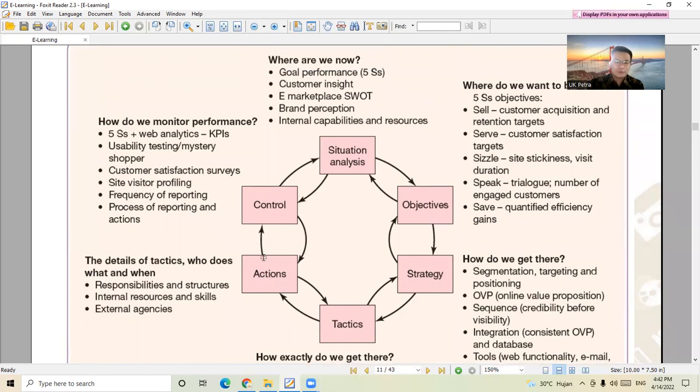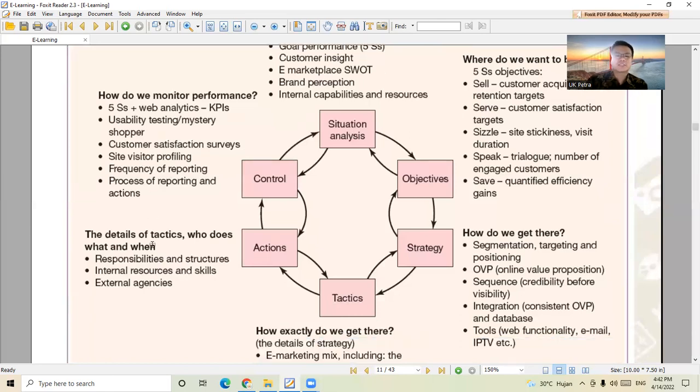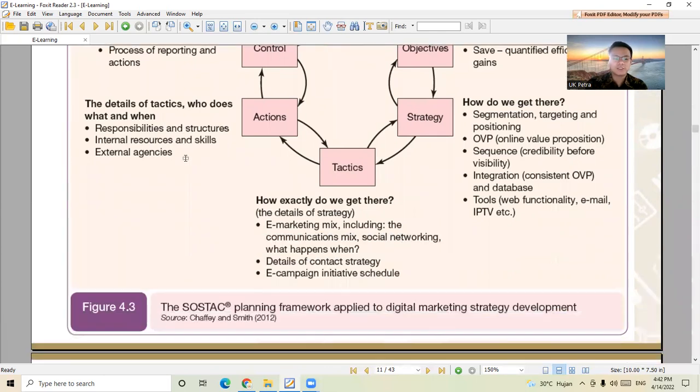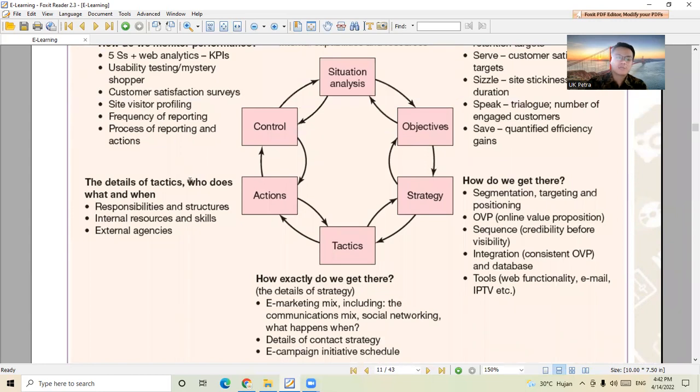And then after we do the actions, we have to control it. How to control? Usually we use performance monitoring. We can use web analytics, we can have the KPIs, key performance indicators, or we can use testing, usability testing, customer satisfaction survey, site visitor profiling, and so on and so forth. This is the SOSTAC framework that was developed by Chaffey in 2012. We can use this as a reference when we want to make our own digital marketing strategy.